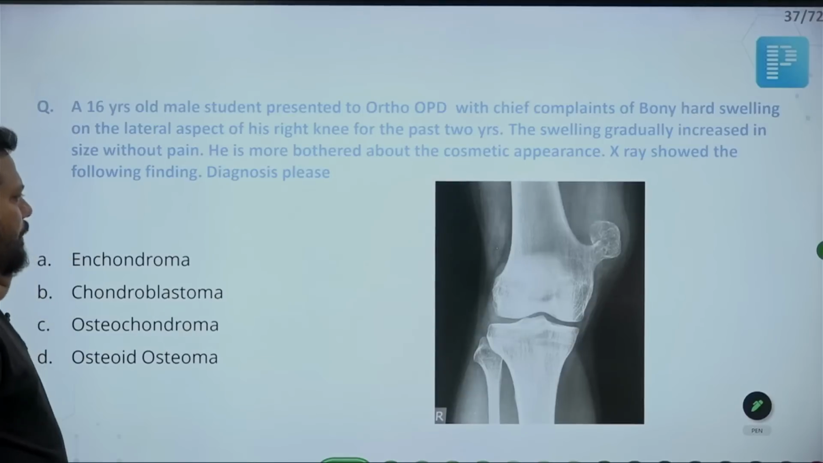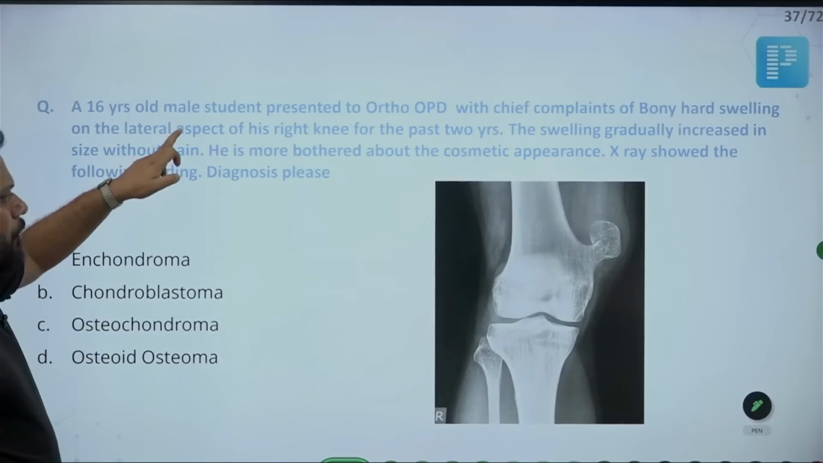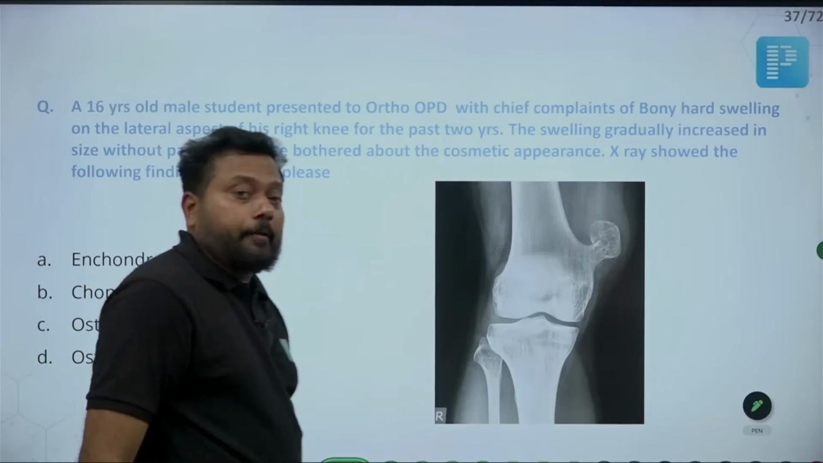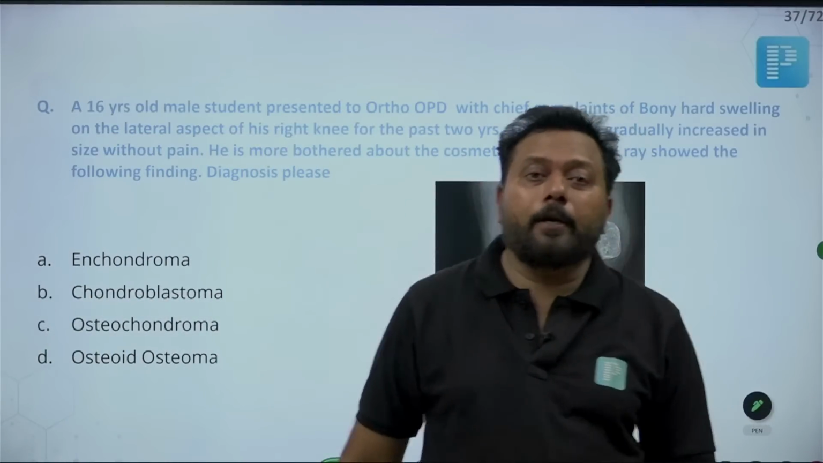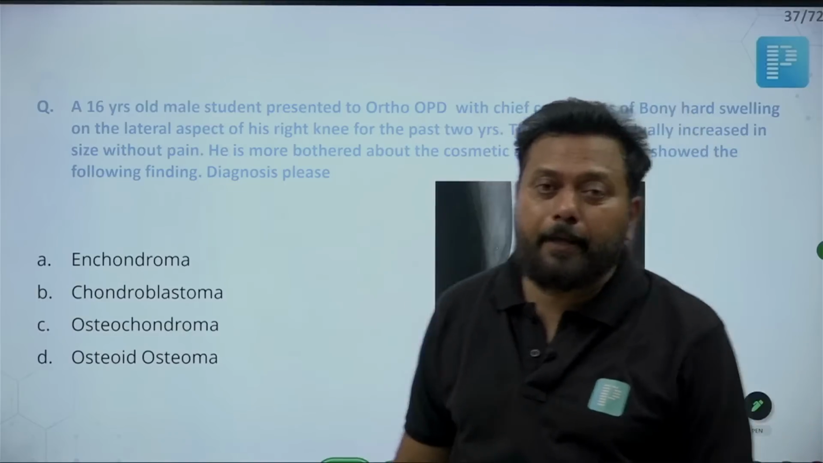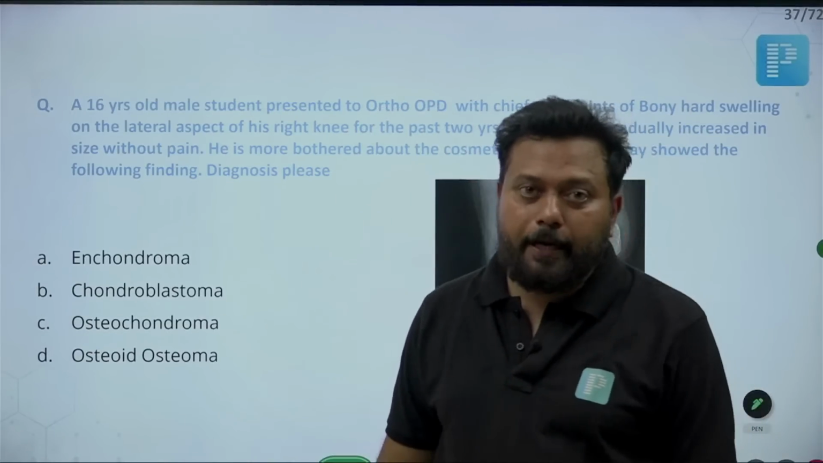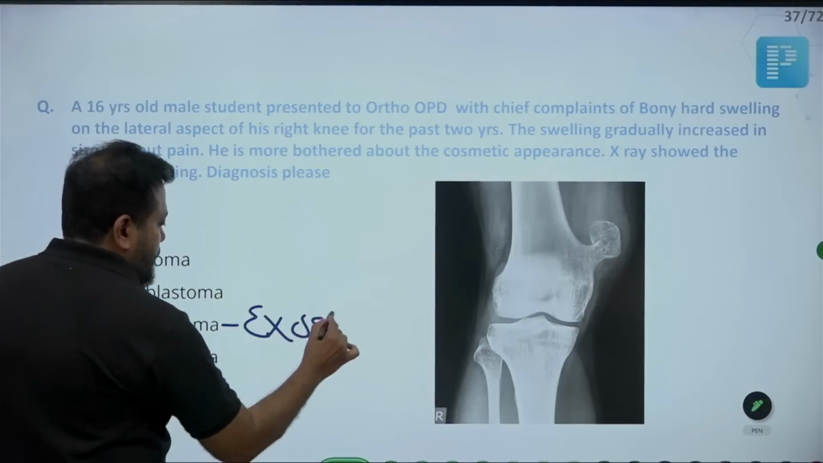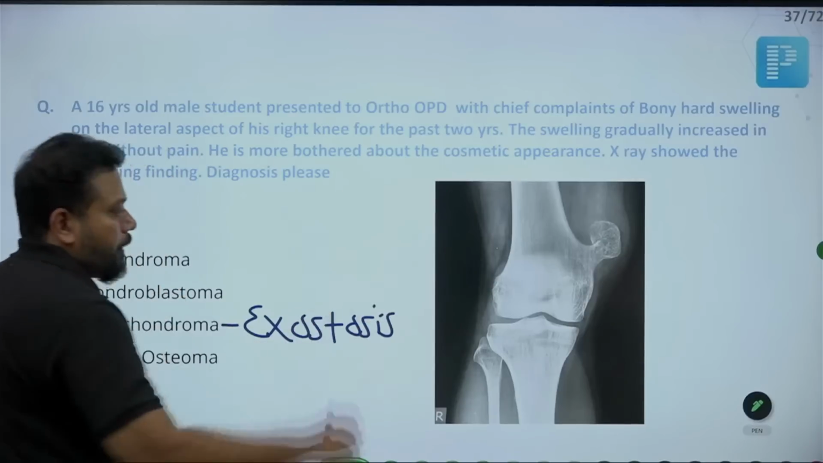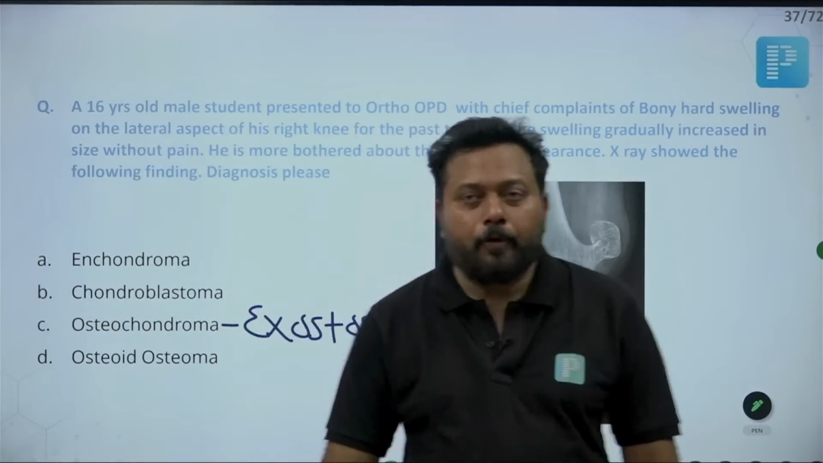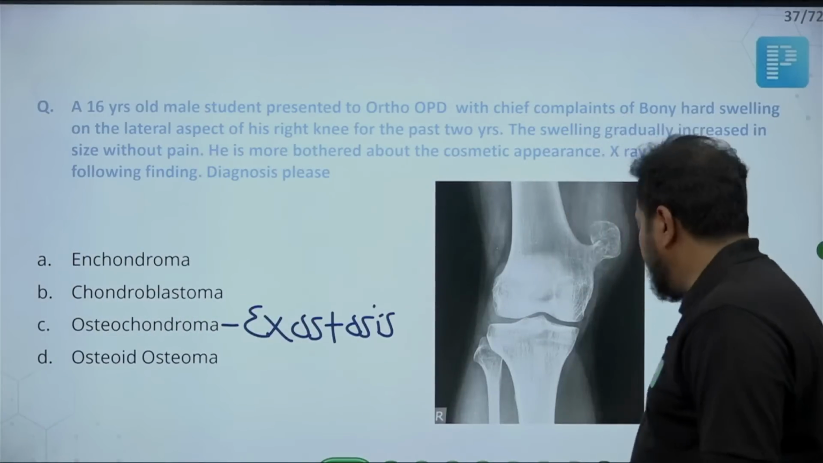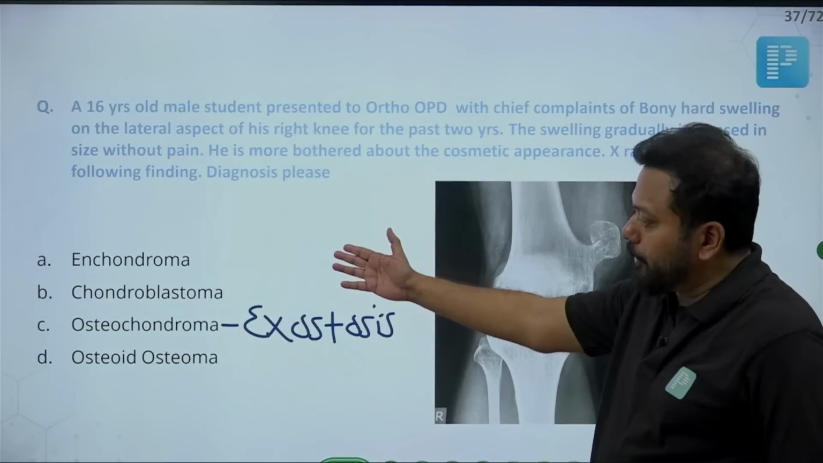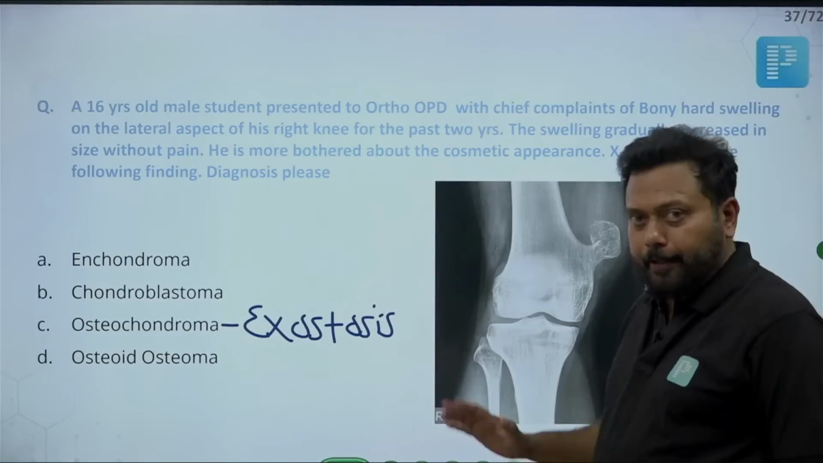Very simple. Pubertal age group, male patient, lower end of femur. No pain, gradual increase in size. The only diagnosis can be the most common primary benign tumor of the bone. What is that? Osteochondroma, otherwise called exostosis. That's the answer. Exostosis. That is called osteochondroma. You see, I had given differential diagnoses: enchondroma, chondroblastoma, osteoid, many things are there.